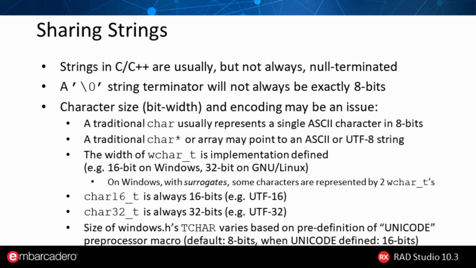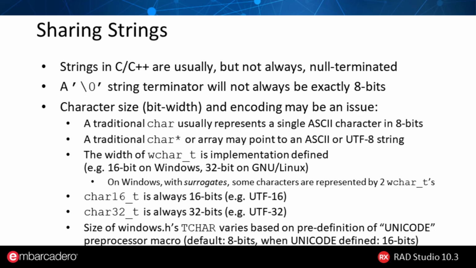The character size, or the bit width, of the encoding used by default may be an issue to deal with. The traditional character, or char, usually represents a single ASCII character in 8 bits. However, a character pointer may point to an ASCII or a UTF-8 string. UTF-8 characters are represented by one or more chars or bytes. A wchar_t is implementation defined, but typically 16 bits on Windows and may be up to 32 bits on other platforms. On Windows, it may take multiple wchar_ts to represent some characters.